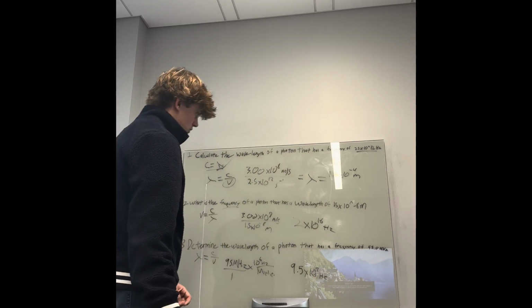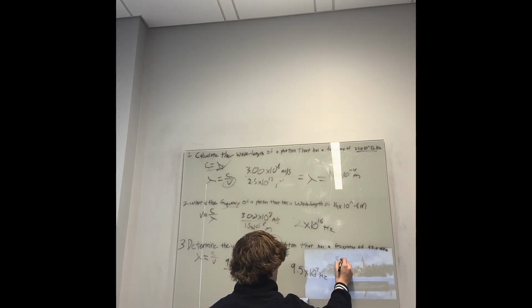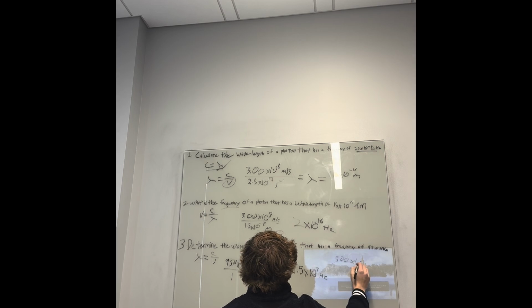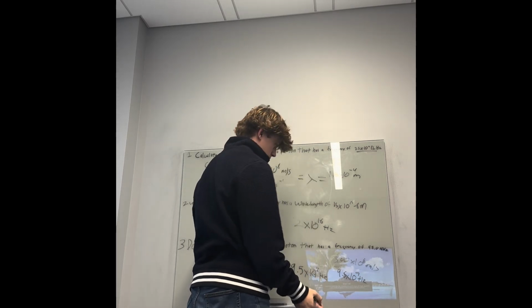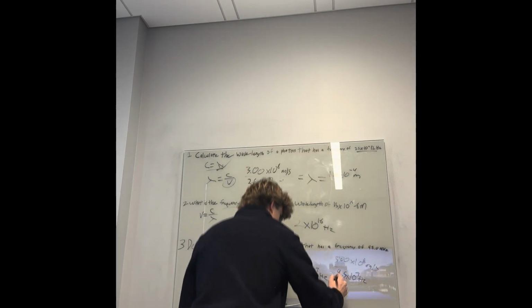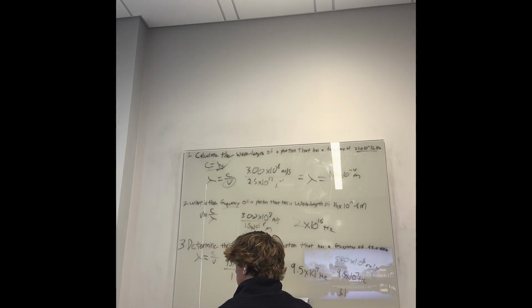And then you would pick the speed of light, which is 3.00 times 10 to the 8th meters per second, over 9.5 times 10 to the 7th hertz, which is equal to, if you divide all that, 3.16 meters. That is your wavelength.